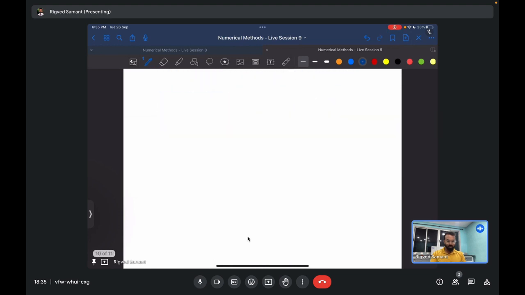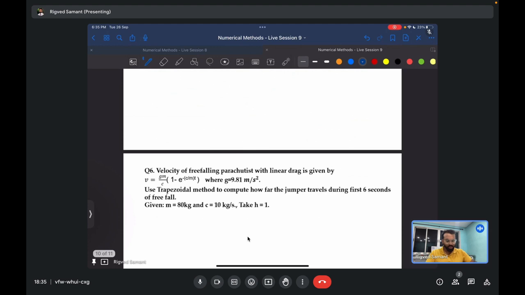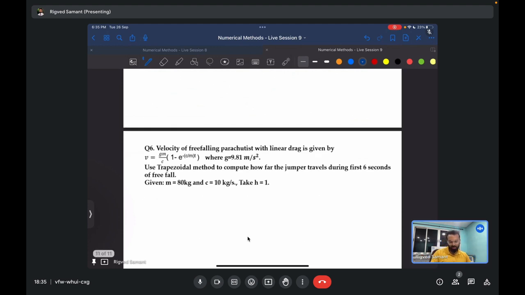So now we will go to the final question, which is an engineering question. We used this equation, I guess, in the 4th week. The velocity of a free falling parachutist with linear drag is given by v, where this is a velocity function and g is 9.81. Use the trapezoidal method to compute how far the jumper travels during the first 6 seconds of a free fall.